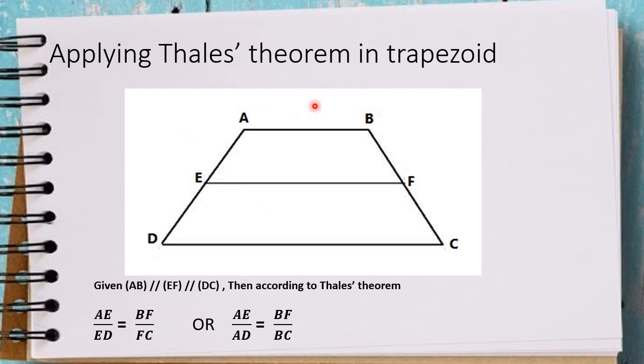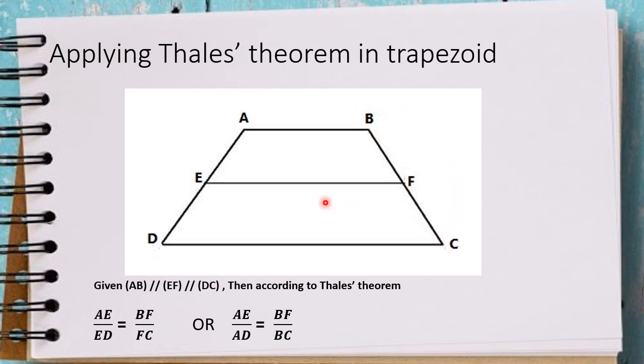Next, applying Thales theorem in a trapezoid. So if we have a trapezoid, and also you should have as a given three parallel lines, AB and DC will be obviously parallel because it's a trapezoid, and EF should be parallel also to them. So according to Thales theorem, AE over ED will be equal to BF over FC, or we can take a whole part, so AE over AD, all of it, equals BF over BC, all of it.